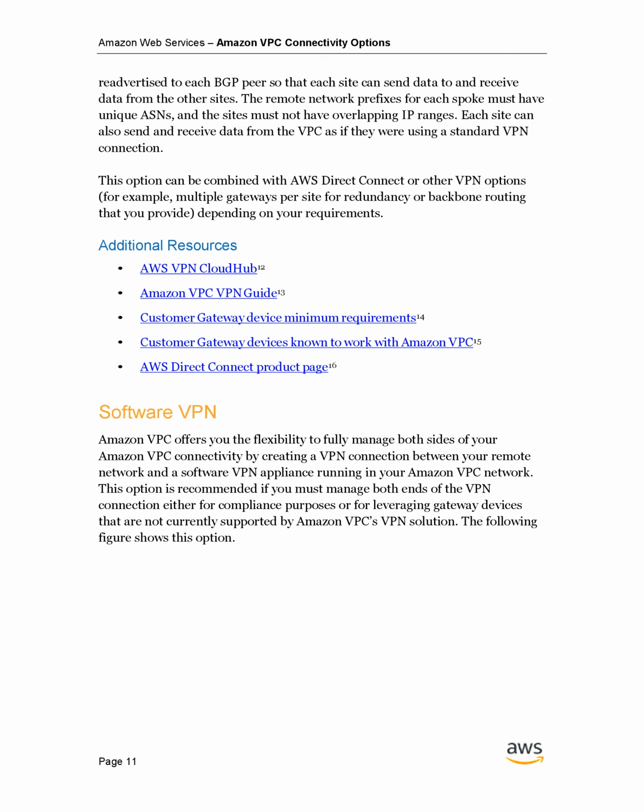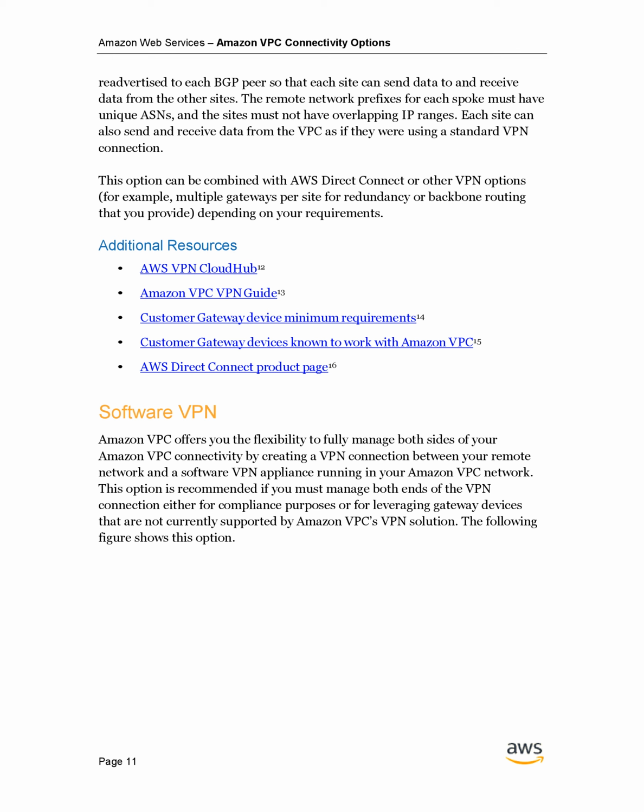The remote network prefixes for each spoke must have unique ASNs, and the sites must not have overlapping IP ranges. Each site can also send and receive data from the VPC as if they were using a standard VPN connection. This option can be combined with AWS Direct Connect or other VPN options, for example, multiple gateways per site for redundancy or backbone routing that you provide, depending on your requirements.